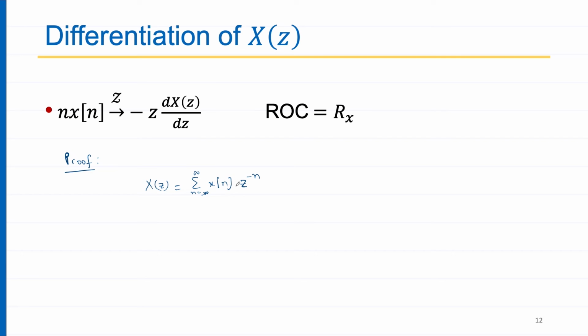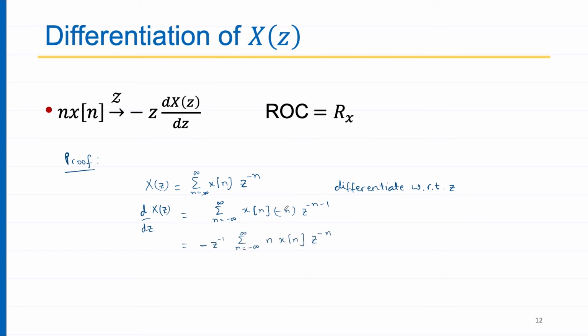X of z is simply the sum over all n of x of n z to the power minus n, and you differentiate it. That's what you are interested in. Differentiate both sides with respect to z, and what you get is, x of n is constant with respect to z, only this minus n z to the power minus n minus 1, right? And with a little bit of rearrangement, you keep n x of n z to the power minus n, all terms which depend on n, inside, and other things you take out.